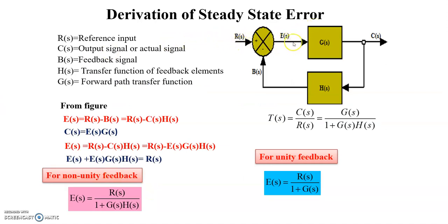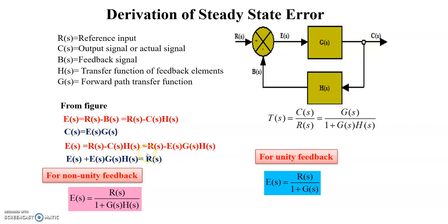So you know this is R of s, this is E of s. Here the output of the process is C of s. That is fed back through the given H of s, and then the feedback signal is B of s. So from the figure, E of s is equal to R of s minus B of s. What is B of s? B of s is equal to C of s into H of s. What is our C of s? C of s is nothing but G of s into E of s. So you can substitute this value in this equation: E of s is equal to R of s minus C of s into H of s, where C of s is E of s into G of s.